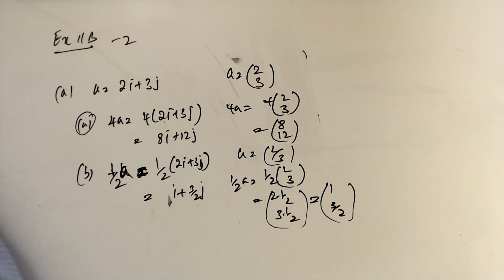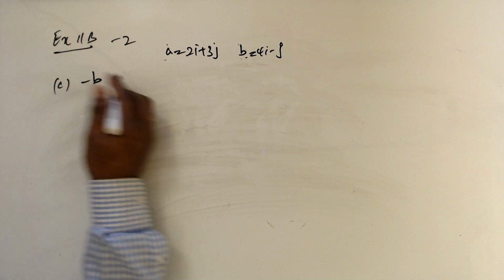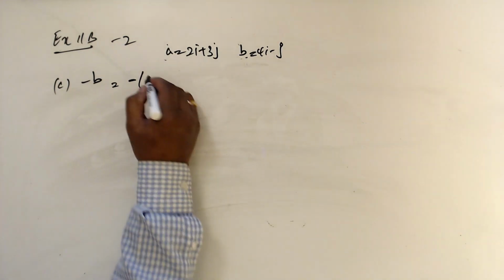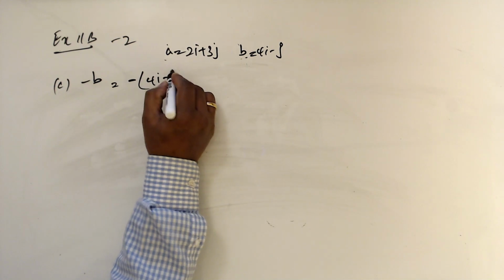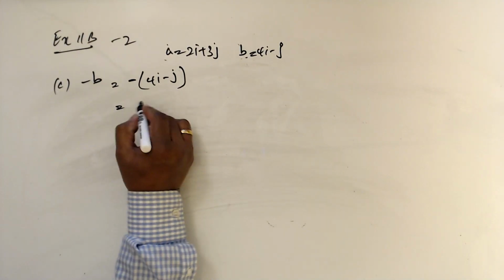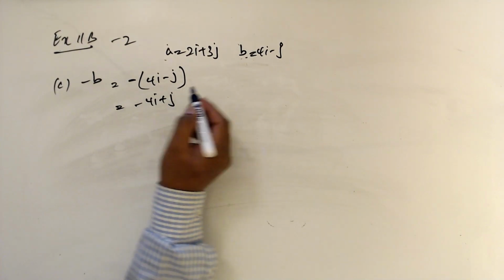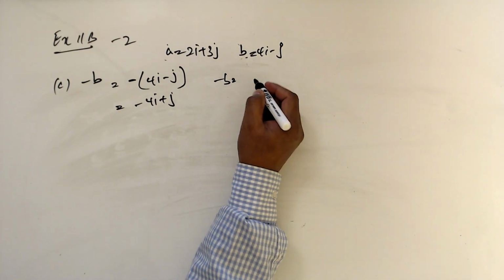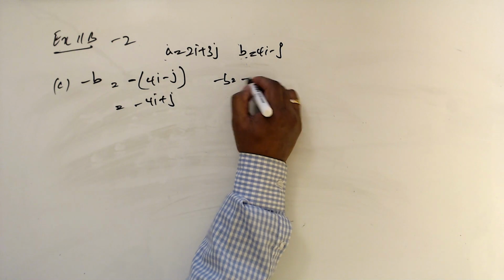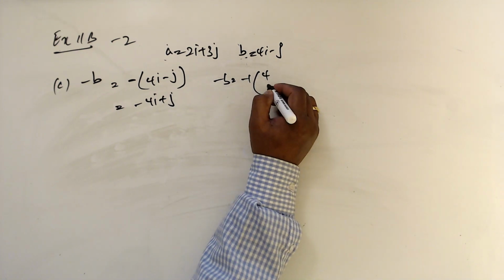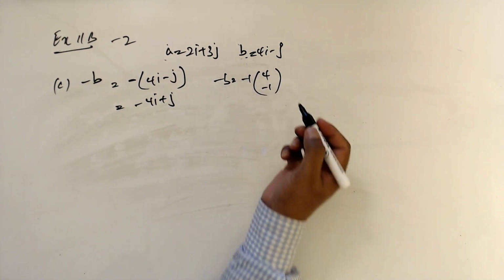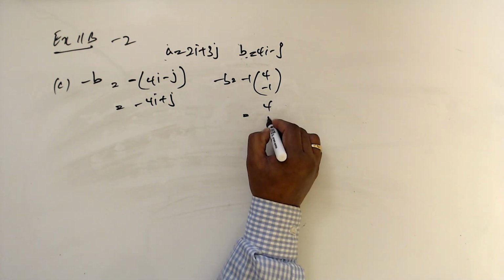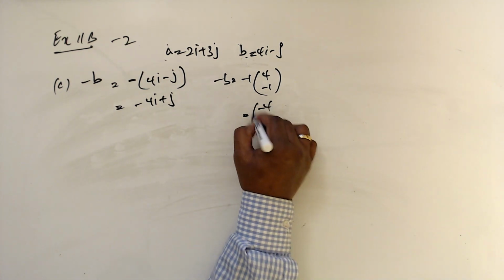Part C, minus b, means minus times 4i minus j. So this is minus 4i plus j. Minus b means minus 1 times 4 minus 1. That is going to be minus 4 and plus 1.